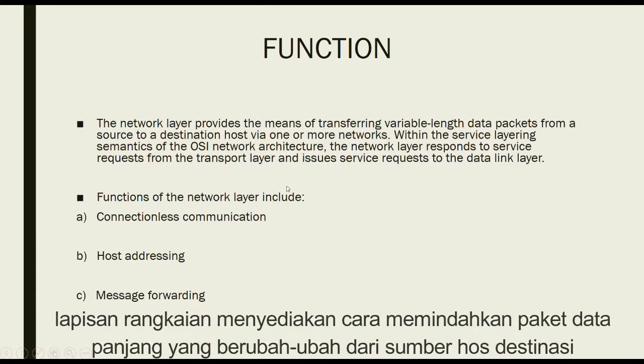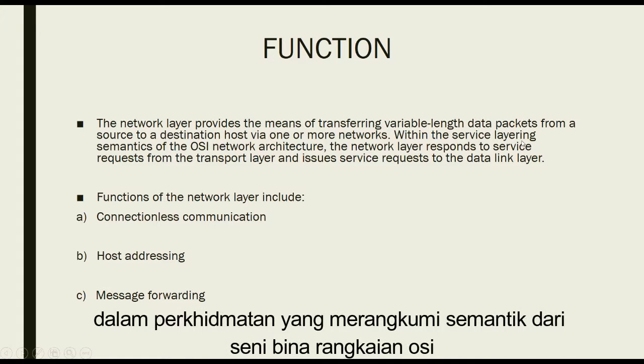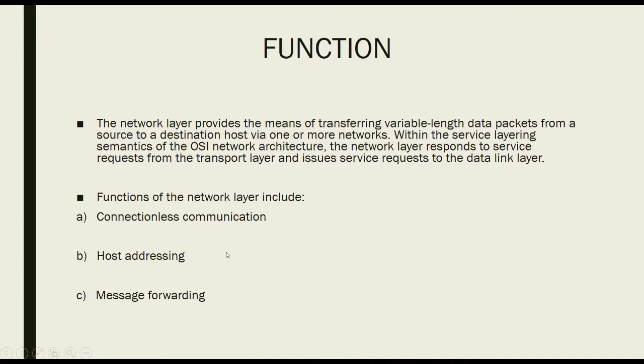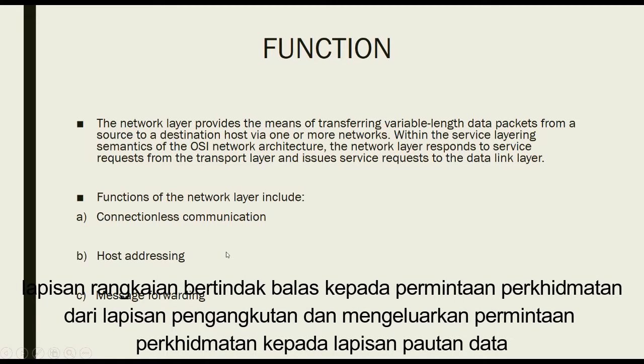Function. The network layer provides the means of transferring variable length data packets to a destination host via one or more networks. Within the service layering semantics of the OSI network architecture, the network layer responds to service requests from the transport layer and issues service requests to the data link layer.